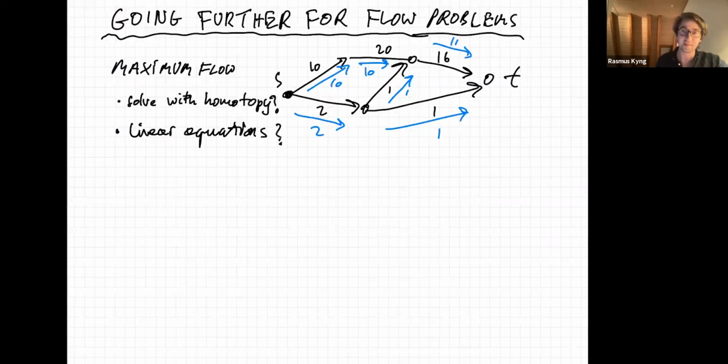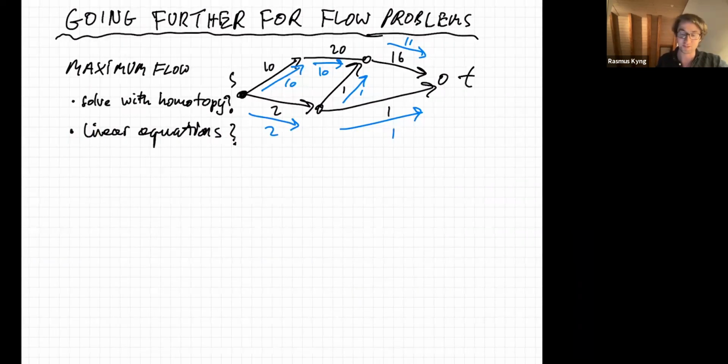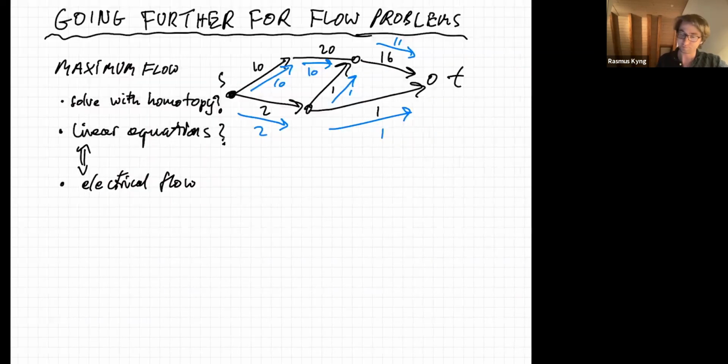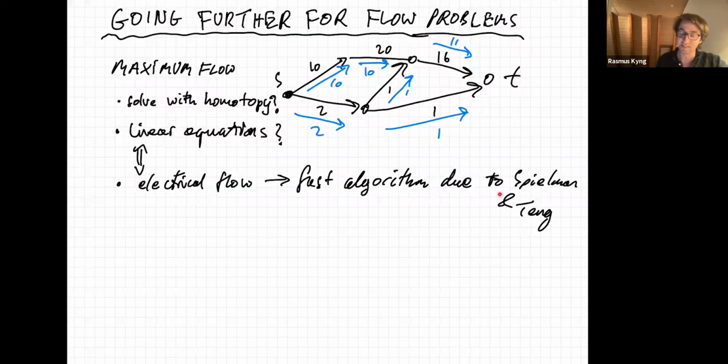And something really nice happens. The linear equations that you need to solve are special. They correspond to computing what's called an electrical flow. So these are very special linear equations. And in fact, Spielman and Teng gave a fast algorithm for those linear equations. Okay, so now you can do your homotopy method surprisingly fast because the linear equations are reasonably cheap.